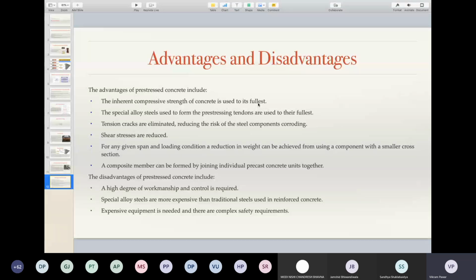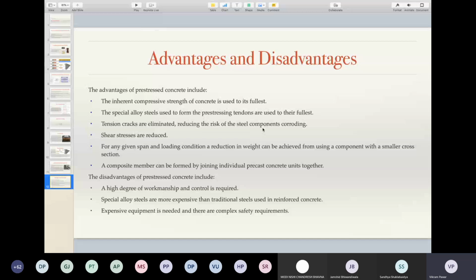The special alloy steel used to form pre-stressing tendons is used to its fullest. Just like very high-end concrete, high-end steel was also not being used to the fullest for the same reason. Now you are able to apply stress to the steel and use the tendons, the pre-stressed members, to the fullest, just by reducing the amount of steel that you are using. Tension cracks are eliminated, reducing the risk of steel corrosion.